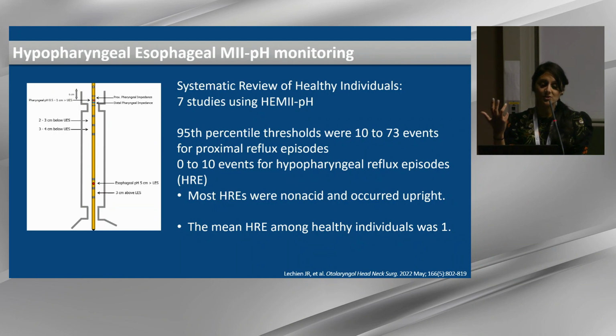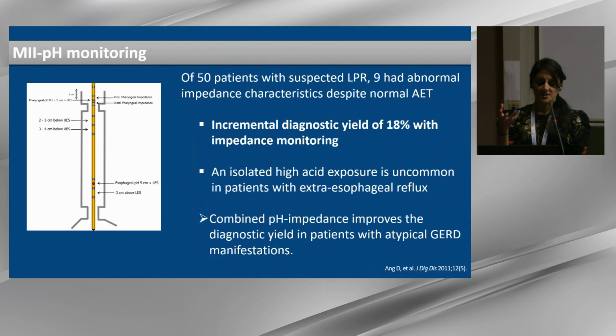We don't really fully have metrics to diagnose abnormality, but we heard from Radu today that proximal reflux may have some value in diagnosis. So I think we need to better understand what those thresholds are if we can apply this technology. There was a study that looked at patients that had pH impedance done, and of those that had normal acid exposure, 9 actually had abnormal impedance metrics, and they concluded that the incremental diagnostic yield using pH impedance is 18%. So again, not trivial.